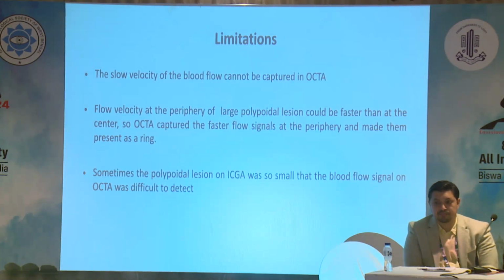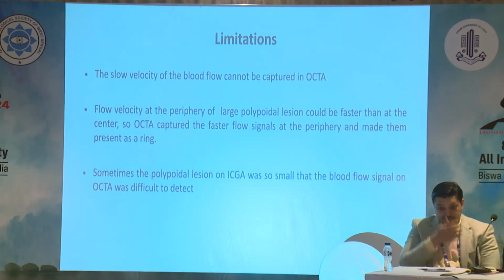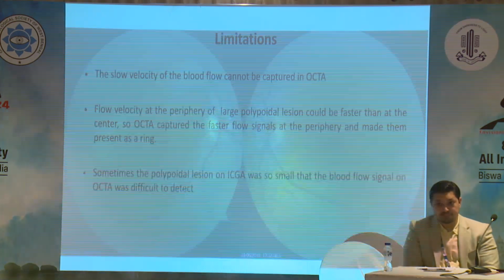As I said, the slow velocity of blood flow present in the polyps can't be captured on the OCTA machine, and the flow velocity at the periphery of the larger polypoidal lesions is much faster. So usually we get a half ring or a full ring formation, and sometimes the polyps are so small that they can't be picked up on an OCTA machine.